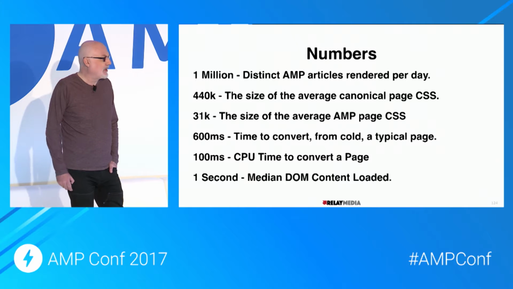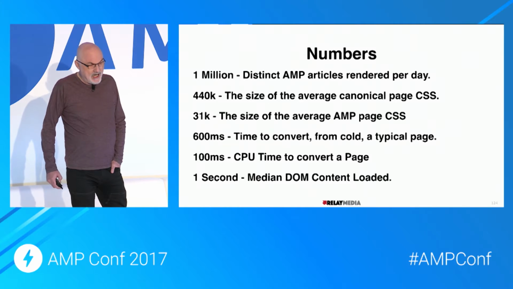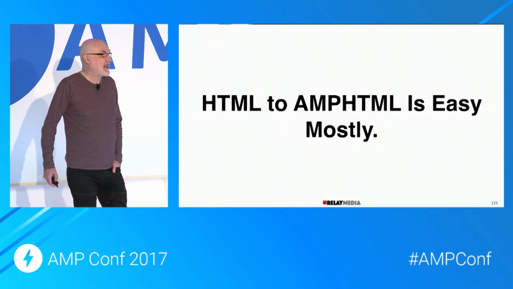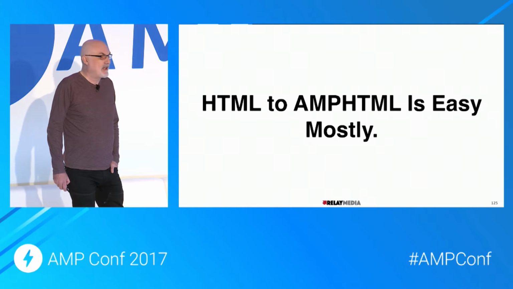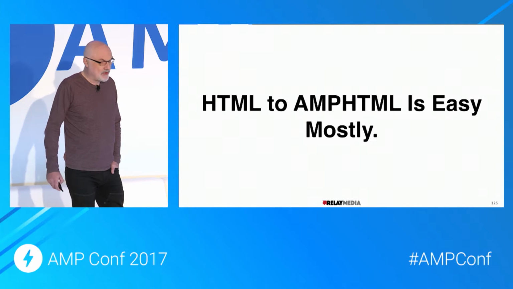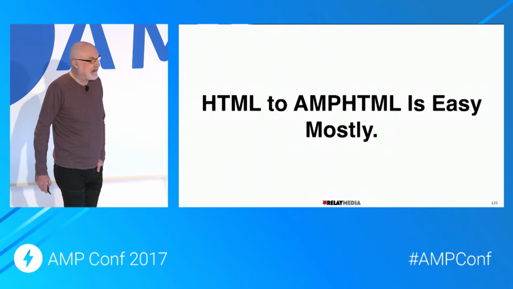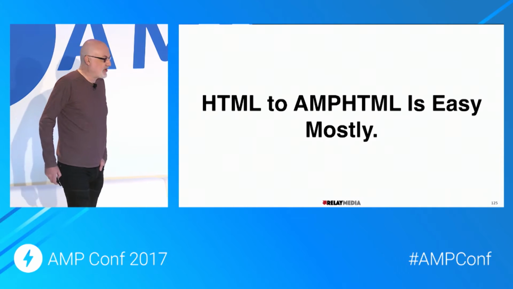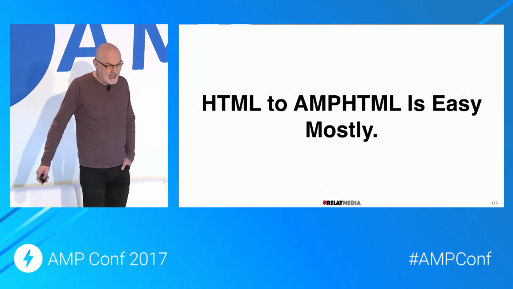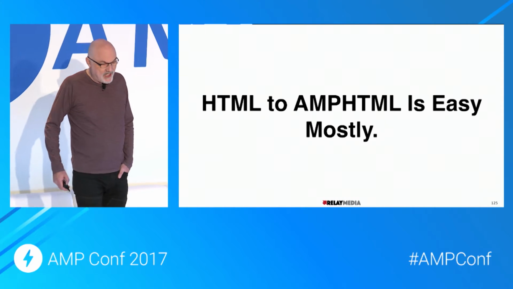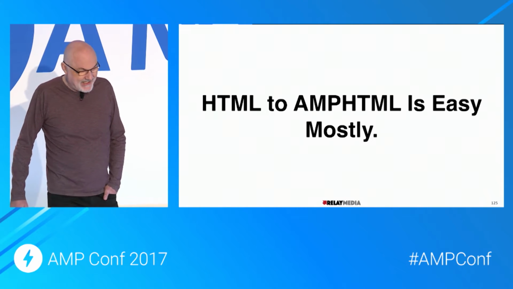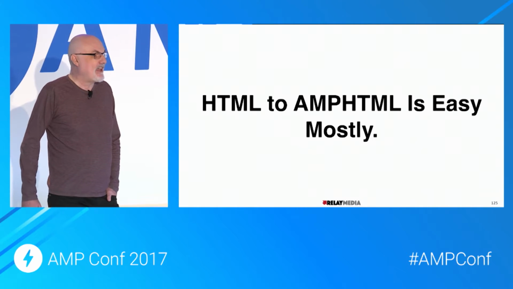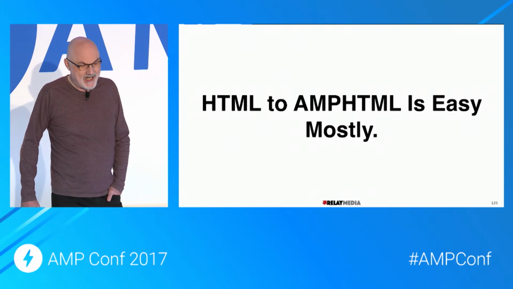And this talk really is about what we learned along the way, what the gotchas are. And I think the first thing to say is that HTML to AMP HTML is kind of easy, mostly. There's open source platforms to do it. There's a number of decent Node modules that'll do a lot of the lifting for it. So I'm not really going to spend a lot of time talking about the HTML, although I will talk about some of the edge cases on it. What I will spend some time talking about is the hard part, which is the CSS, and some of the real issues of how do you get that 440K of CSS down to 31K.